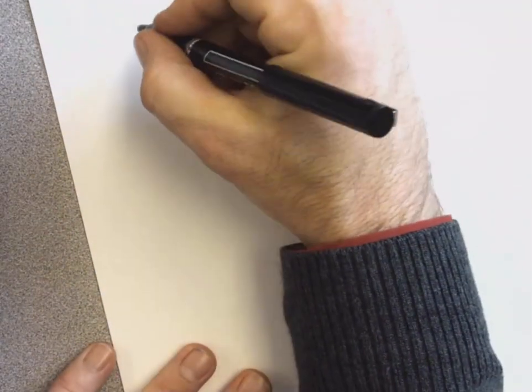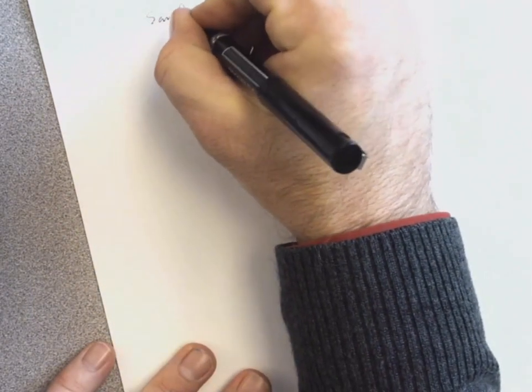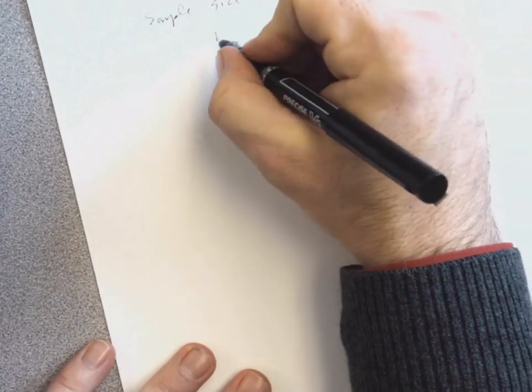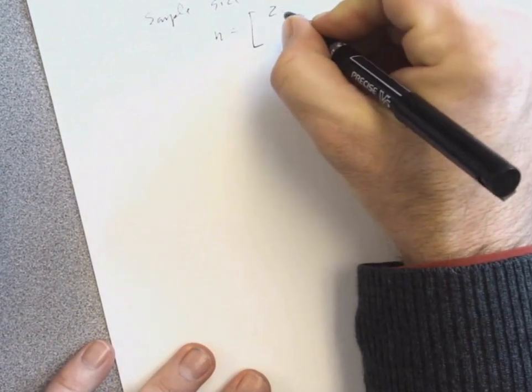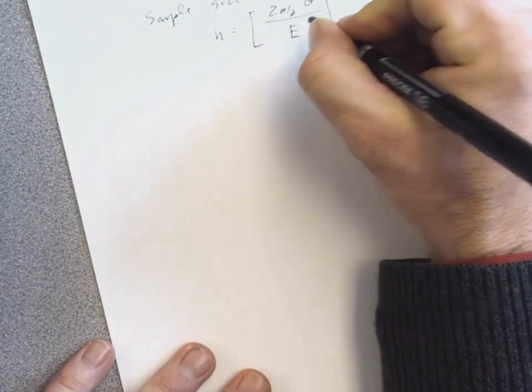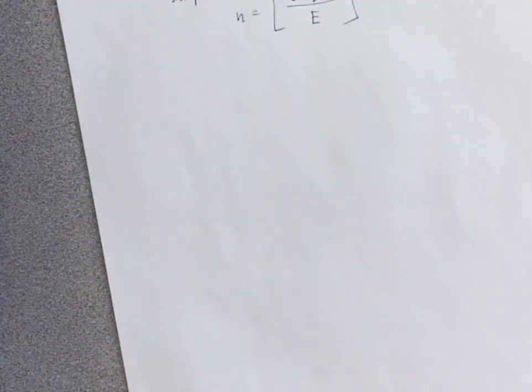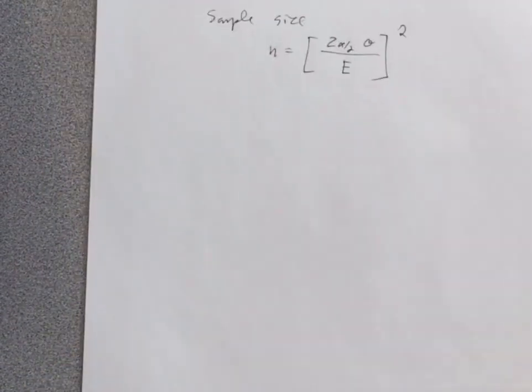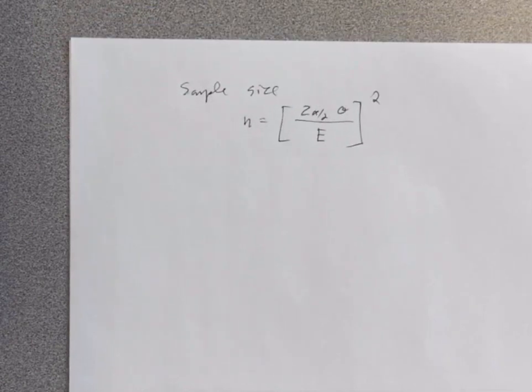So what I know is that when I'm trying to determine sample size, n is equal to z alpha over 2 times sigma, all over e, all squared. What's funny is you have to use this one, because if you don't know n, you don't know t, right? Okay, so this is how it's done.